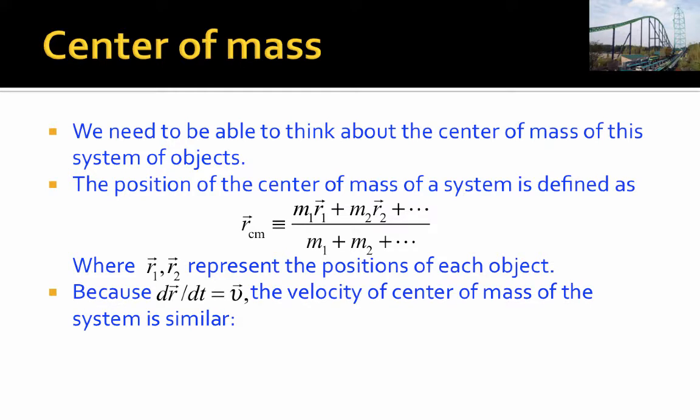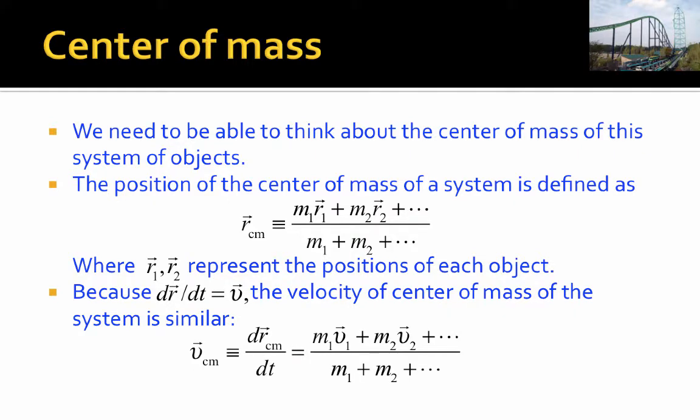Since the derivative of the position is the velocity, the velocity of the center of mass is going to look very similar to the position of the center of mass. And sure enough, the velocity of the center of mass is just m1 v1 plus m2 v2 plus m3 v3, etc., divided by m1 plus m2 plus m3, etc.